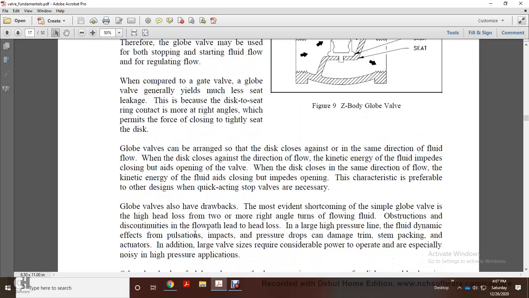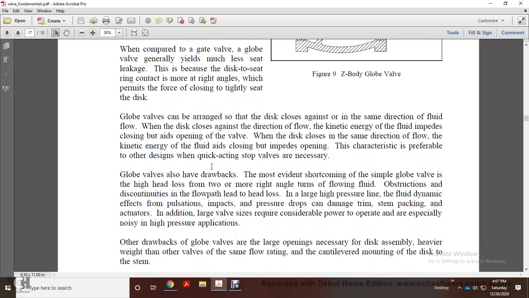Globe valves can be arranged so the disc closes against the direction of flow, where the kinetic energy of the fluid impedes closing and aids opening the valve. With the disc closing in the same direction of flow, the kinetic energy of the fluid aids closing and impedes opening, a characteristic preferable to the other design where quick acting stop valves are necessary. Globe valves also have drawbacks.